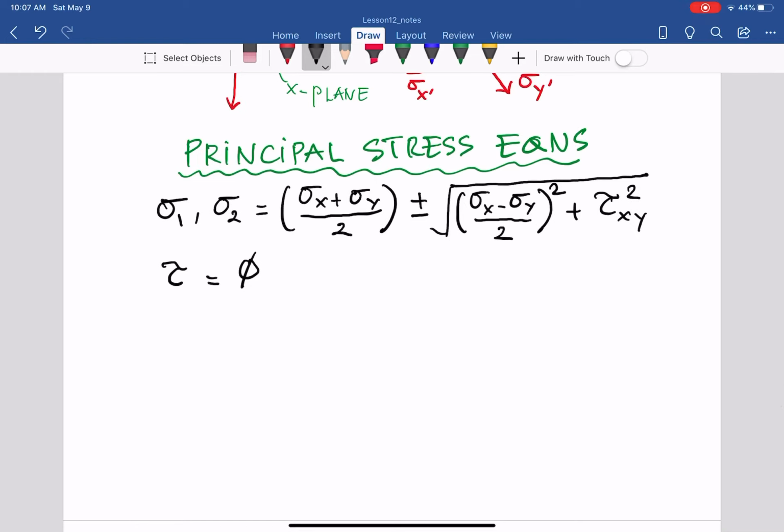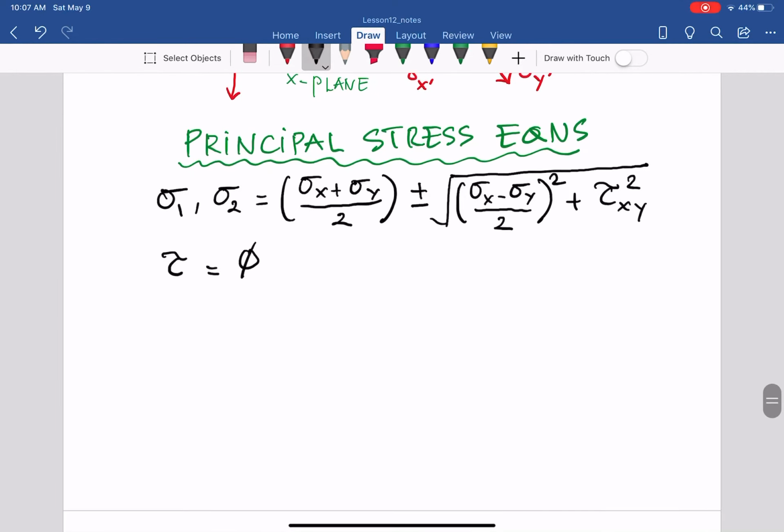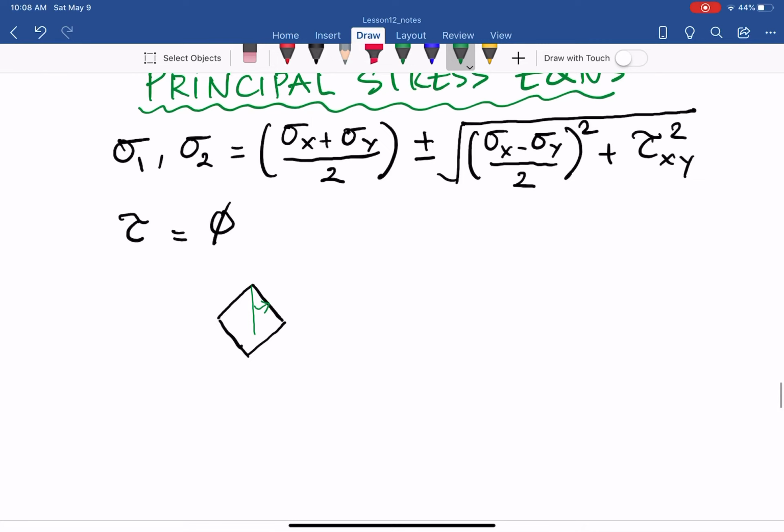And at the principal stress, the shear stress tau is equal to 0. When we determine the principal stress, what is the stress block in that case? Let's draw the block here. And then the plane rotates by an angle, and that angle, when we get the principal stress, everyone remember what we call it, theta p.